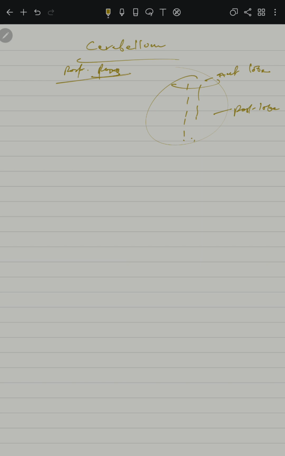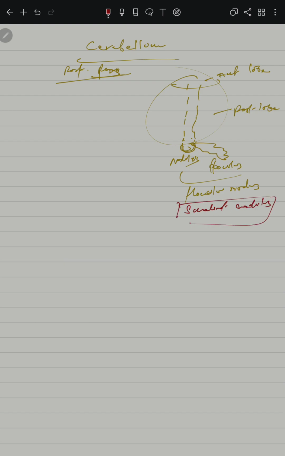Okay, behind this imaginary line we have a bulb-like structure. It's the nodulus, or nodule. From there, this femur-like structure is called the flocculus. Combined, it is called the flocculonodular lobe. The nodulus, or nodule, is the smallest part we can see in the cerebellum.